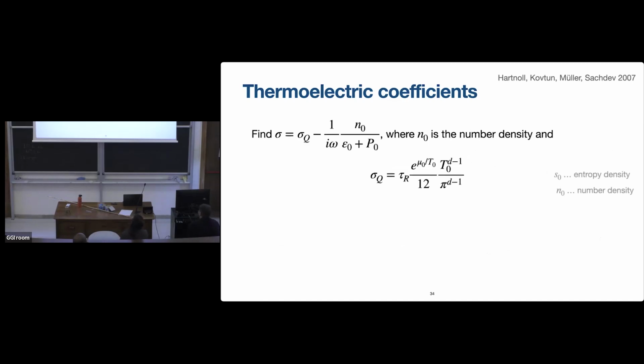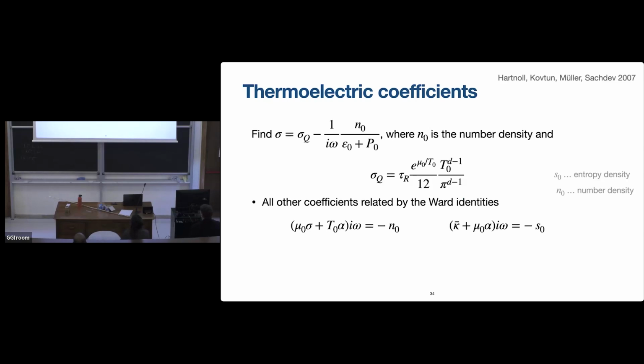So what we find, for instance, directly computing this conductivity in our model, is that there's this piece which is coming from the microscopic detail, and then there's this Drude peak here, which is given in terms of the number density, the energy density, and the pressure. I've just written this to save us some time in arbitrary dimension. It just changes the power of T naught over pi.